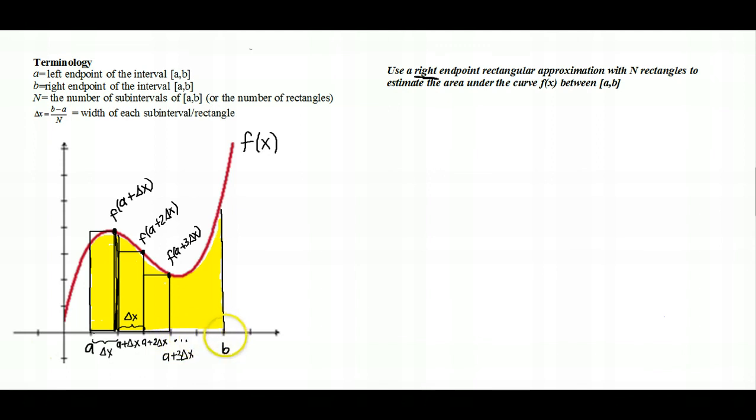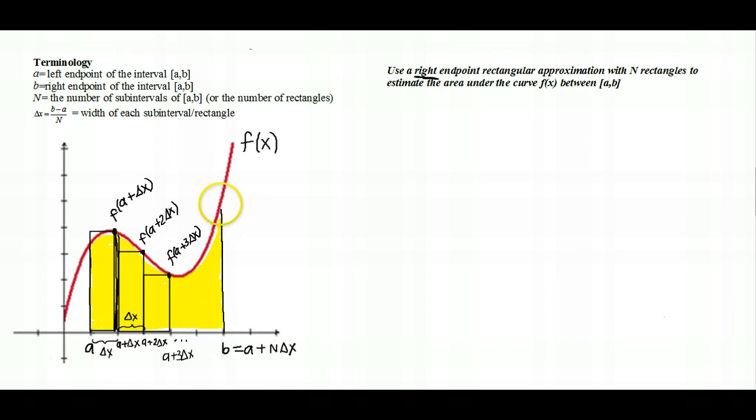The rightmost endpoint here is called B, but remember that we want to go all the way out to n rectangles. So the very last rectangle, there's going to be 1, 2, 3, all the way out to the nth rectangle. So how many copies of delta x am I going to have? I'm going to have n copies of delta x. So B can also be written as a plus n delta x, because that's how many different generic rectangles I have.